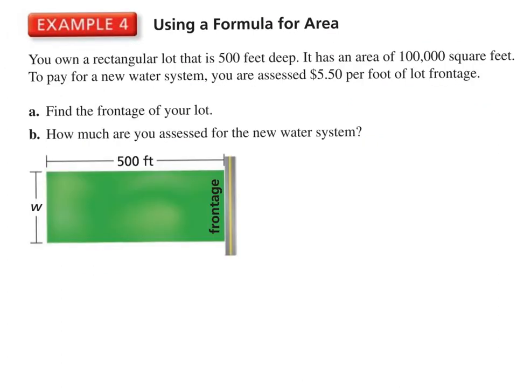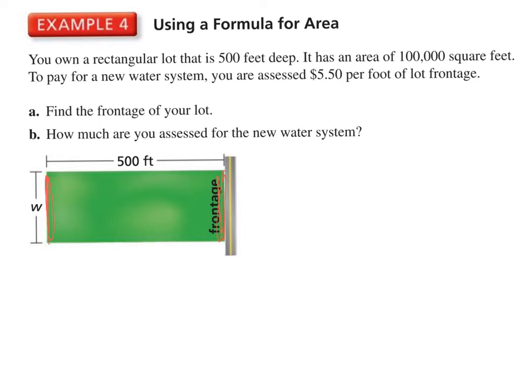Okay, you own a rectangular lot that is 500 feet deep, has an area of 100,000 square feet. To pay for a new water system, you are assessed $5.50 per square foot of lot frontage. Find the frontage of your lot. Okay. So what does frontage mean? Well, in this case, it's the same thing as the width, all right, of this rectangular lot.